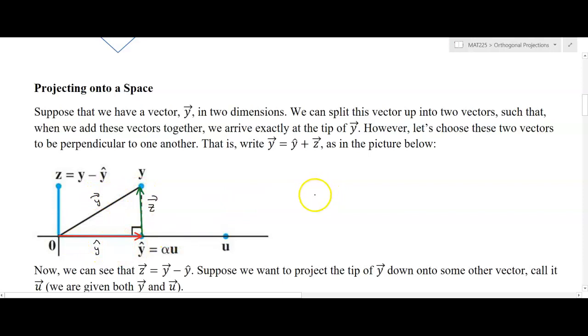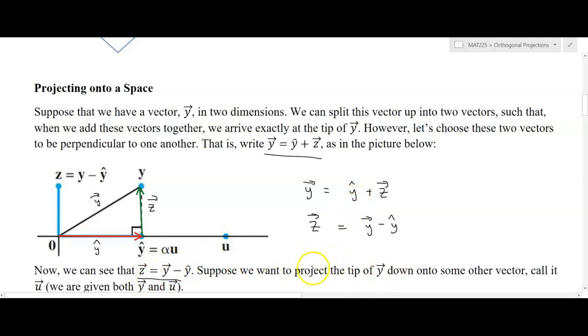So what we know from adding tip to tail is that we can get to the point y by adding together the y hat and the z vector, which is precisely what this is saying right here. Now again, it's not very useful to have vectors written in terms of other ones, or to have an extra vector name when I can express it in terms of the other ones. So if I subtract y hat from both sides, I get the y vector minus the y hat vector is equal to z. And that's exactly what I'm saying here.